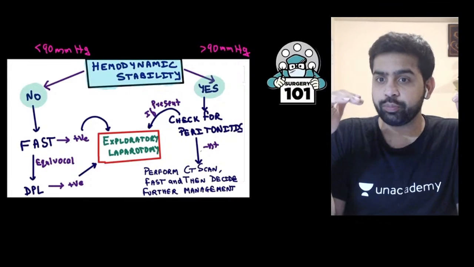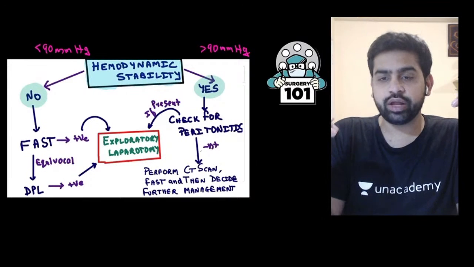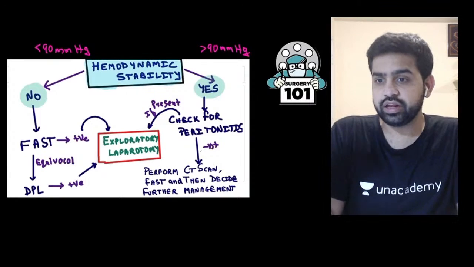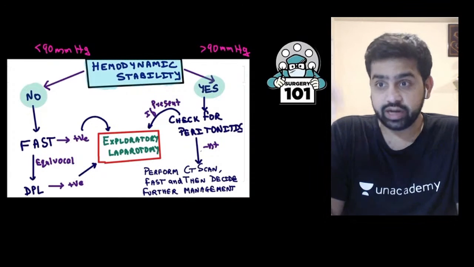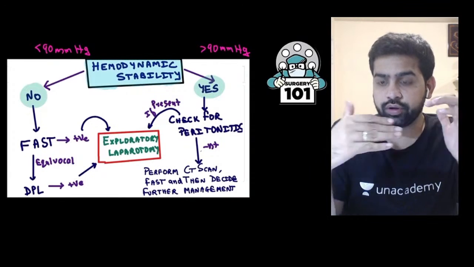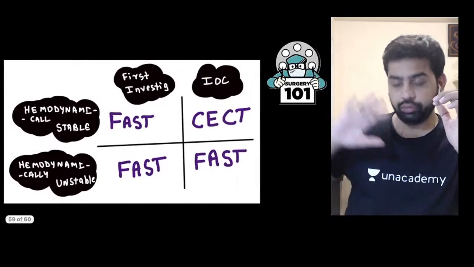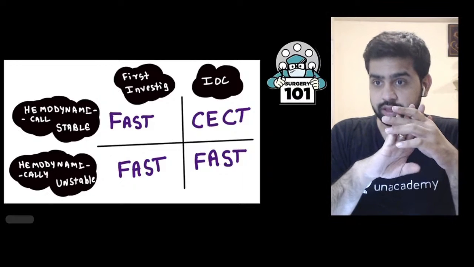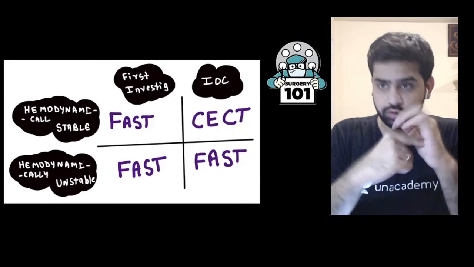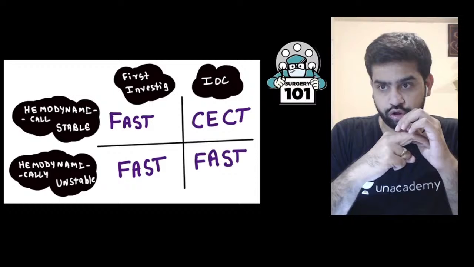But if the signs of peritonitis are absent, then you can perform a CECT and the FAST, and based on that, you can decide whether to go in for conservative management or an exploratory laparotomy. Now, these are the 4 one-liners which they basically ask you. They ask you what is the first investigation. They ask you what is the investigation of choice.